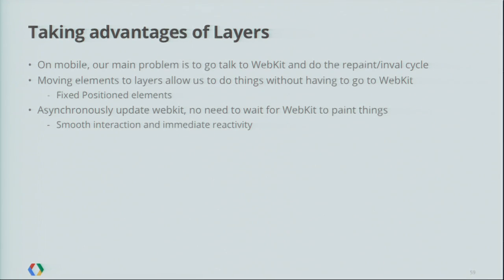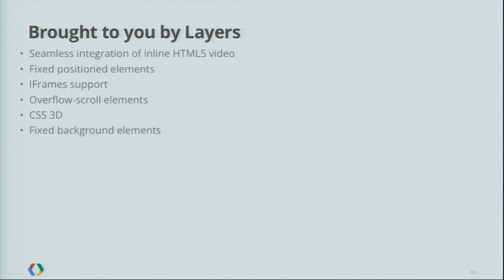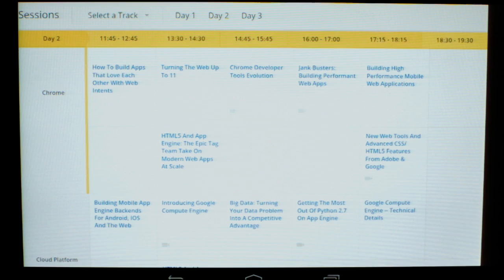So on Android, we used this concept of layers and leveraged it to make the content nicer. One pretty simple thing that we did, back in Froyo, was to support fixed position elements. Fixed position elements are those elements on the web page that basically don't move when you scroll around. We implemented a bunch of other things, like HTML5 video, iframe support, overflow scroll elements, of course CSS 3D, and even fixed background elements. So that gives you something like that.